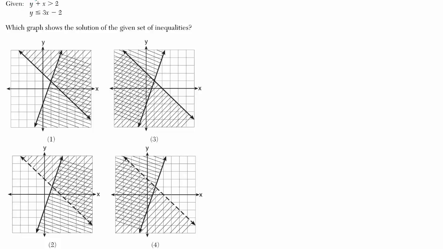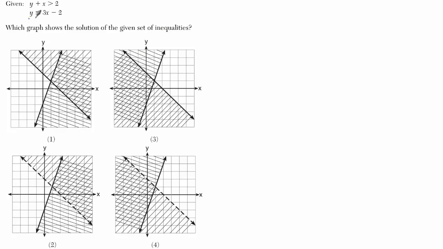Given y plus x is greater than 2 and y is less than or equal to 3x minus 2, which graph shows the solution of the given set of inequalities? Okay, so this problem is asking for us to identify which graph represents the solution of this set of inequalities.